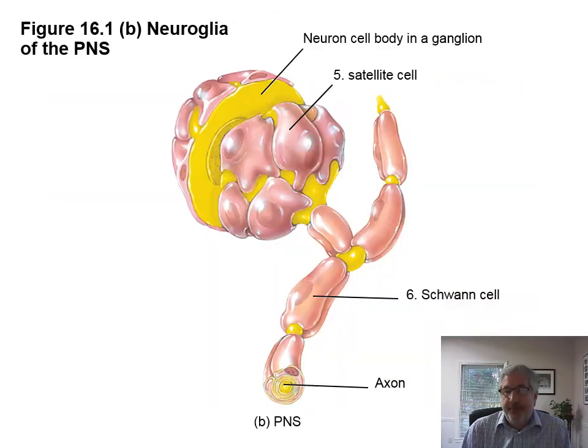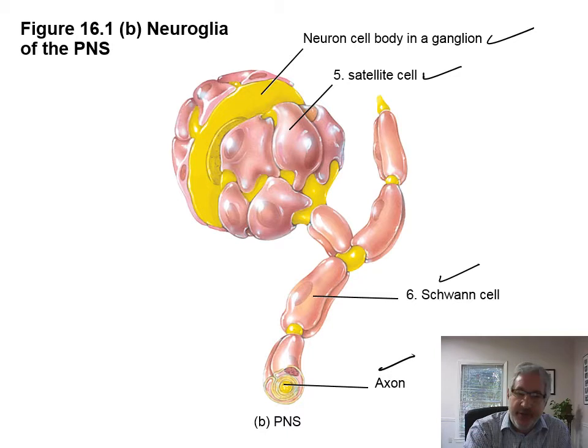Next slide. Here's a diagram that was out of the old textbook showing the satellite cells and the neuron cell body. And that neuron cell body, this type of neuron, is in what's called a ganglion, which is a collection of neuron cell bodies. We'll see some pictures of those. Then we have Schwann cells that wrap around the axon. So there's your axon. So here's all the multiple layers, and there's the nucleus of the Schwann cell.